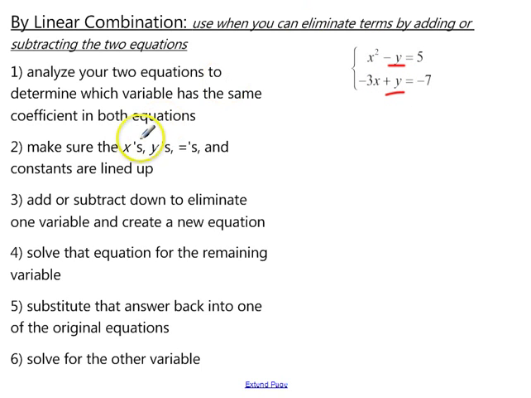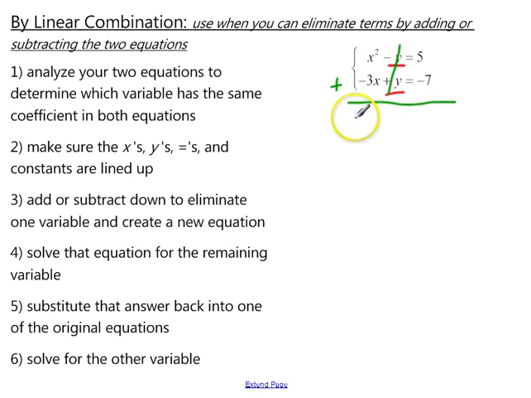So then make sure everything is lined up. X squared, x, y, equal sign, constant, that's fine. And then add or subtract down to eliminate one variable and create a new equation. So when we set our equal sign, now remember this is a negative y and a positive y. So we can just add to cancel those out. So these are going to cancel when we add those down.